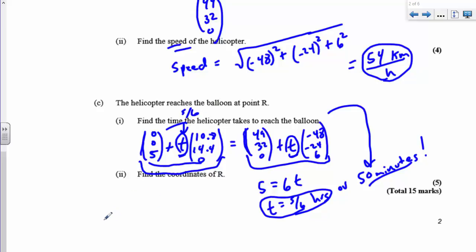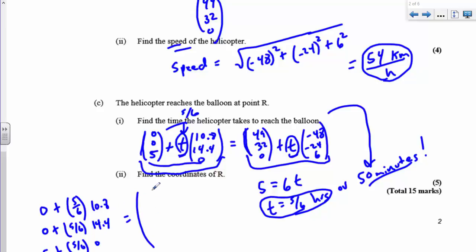So what I have is basically 0 plus 5 over 6 times what? 10.8. Alright, and then I got 0 plus 5 over 6 times what? 14.4, and 5 plus 5 over 6 times 0. Okay, this is going to give me 3 different numbers. Of course, this is obviously 5, this is 0 here, right? And then I believe this was 9, 12, and 5, if I remember from class.